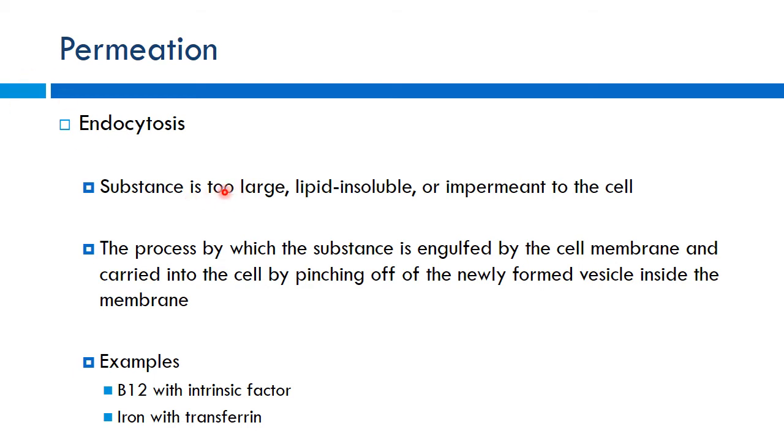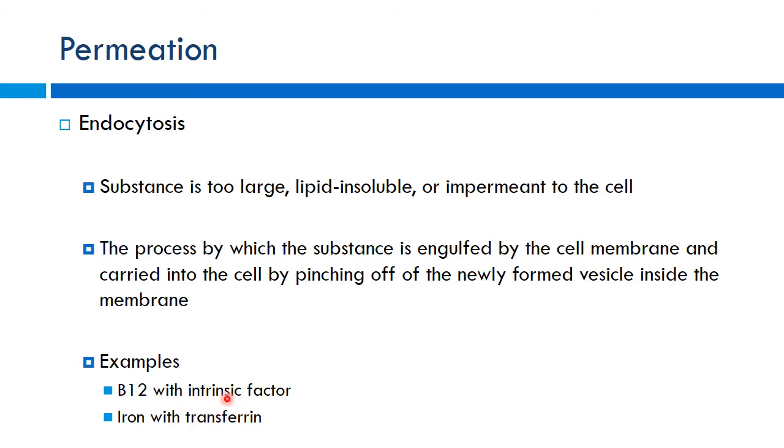This is really good for molecules that are either too large or they're too lipid insoluble or otherwise impermeant to the cell. They can't get in any other way. Sometimes this endocytosis can be a good way to get that in. And so some examples of this would be vitamin B12. It's a water-soluble vitamin. It's really important for things like production of DNA. If we don't have that, getting certain anemias that can happen because your red blood cells don't produce correctly.